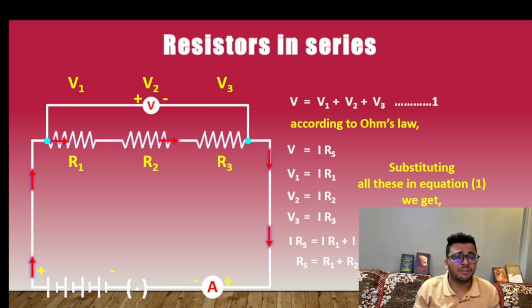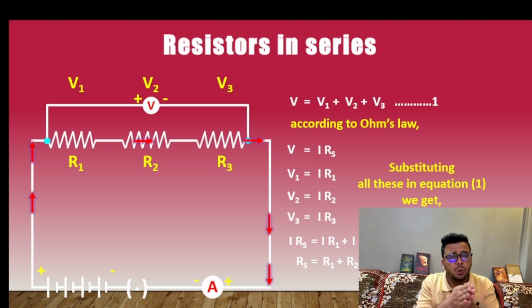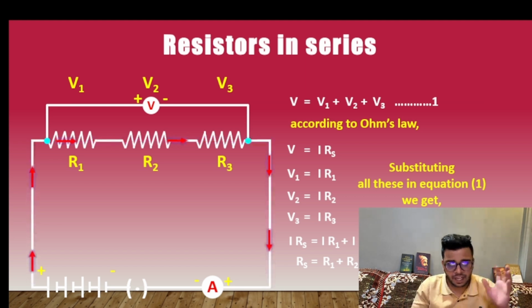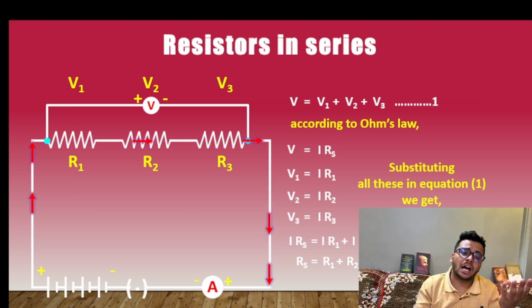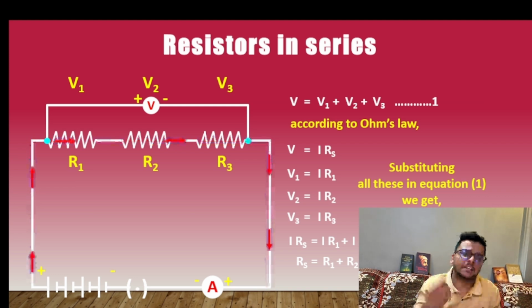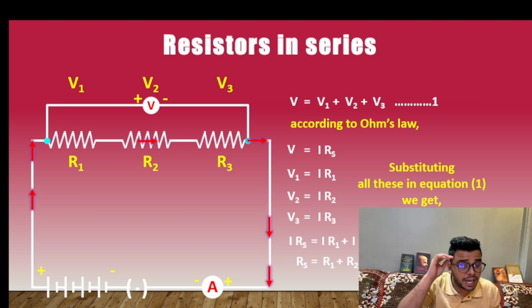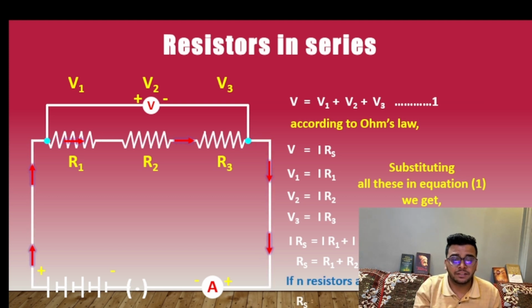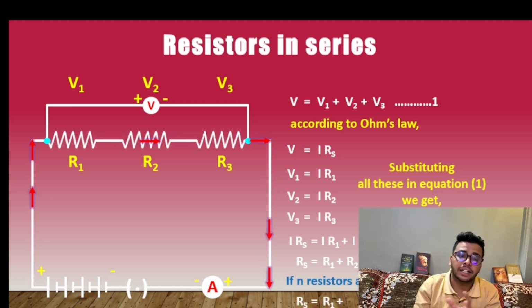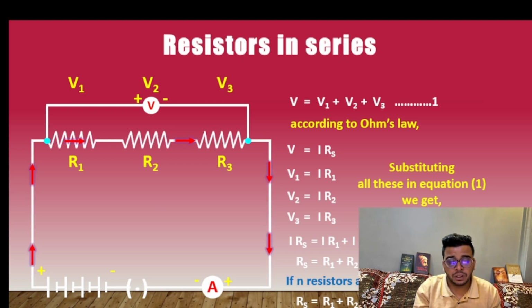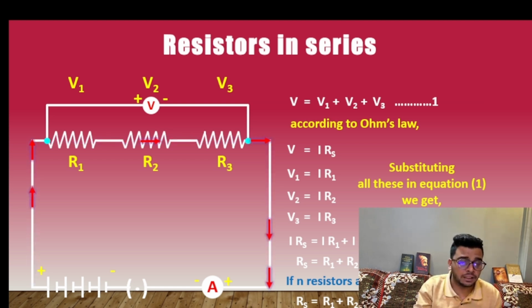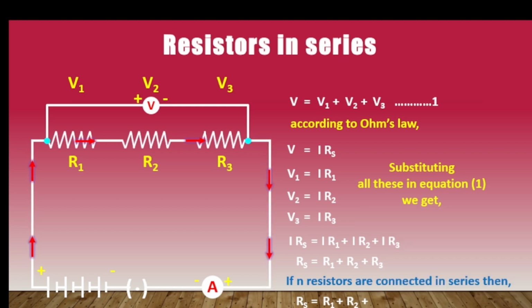Now as we have only 3 resistors, it is going till R3. If we have 4, it will go till R4. If we have 5 resistances, till R5. So similarly, if we have n number of resistances, it will go till Rn. So this will be our final formula, that is Rs is R1 plus R2 plus R3 till Rn, means till the number of resistances we have.